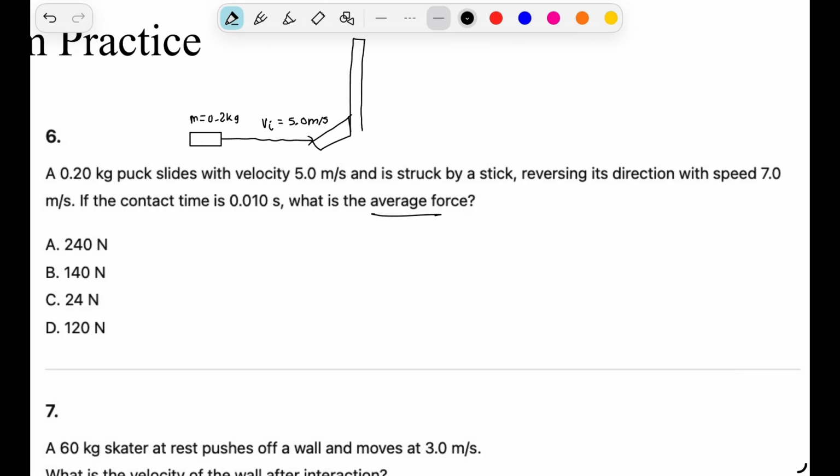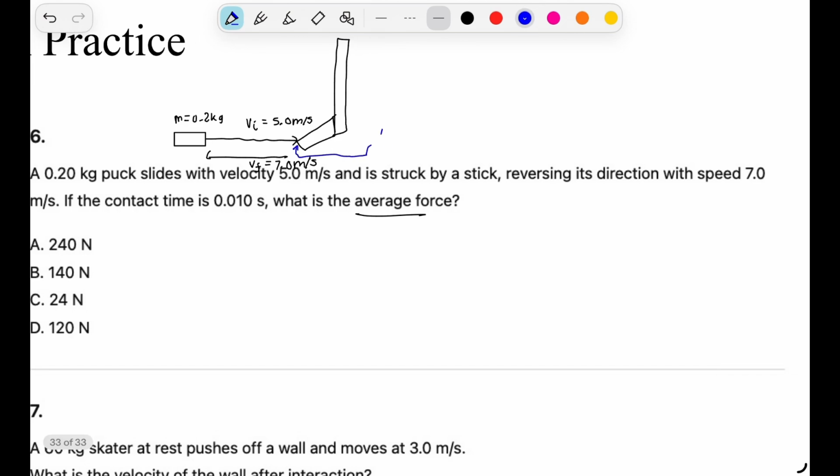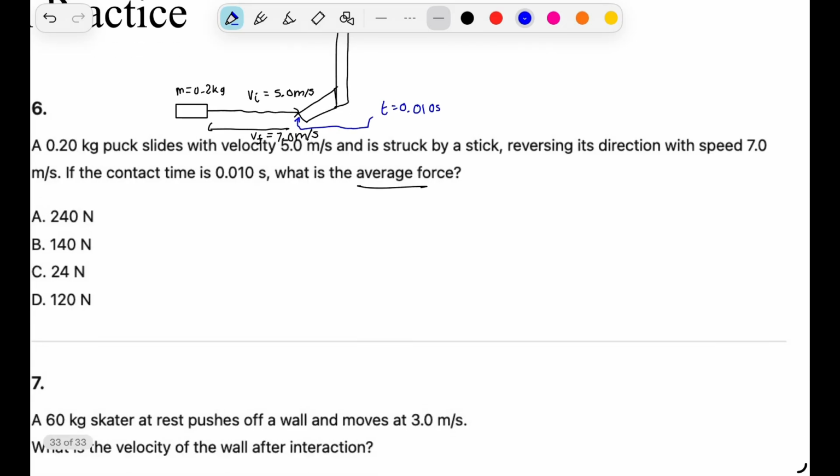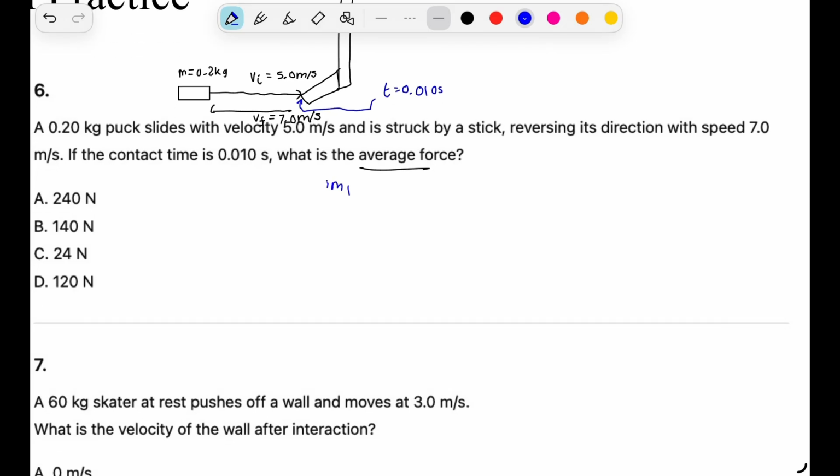And there's a stick right here, and then it will go back at a velocity of 7.0 meters per second. So when it is at this contact point, we want to find what the average force was. In this case, you can use the impulse momentum theorem.